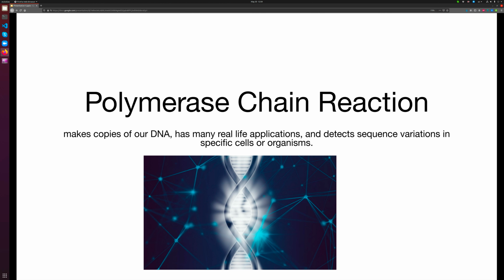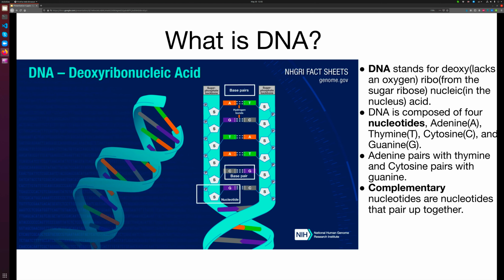I am Sophia, and today I'm going to talk about the polymerase chain reaction. The polymerase chain reaction makes copies of our DNA, has many real-life applications, and detects sequence variations in specific cells or organisms. First of all, what is DNA?